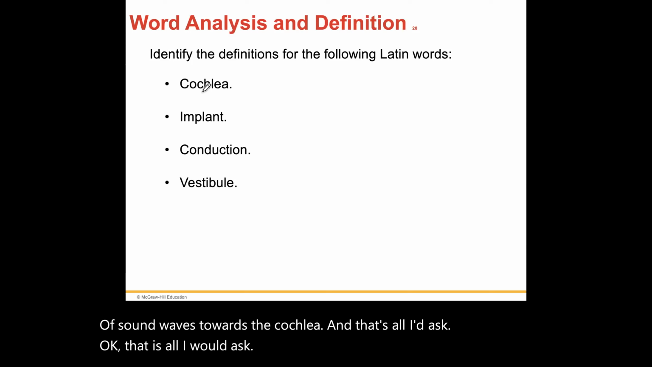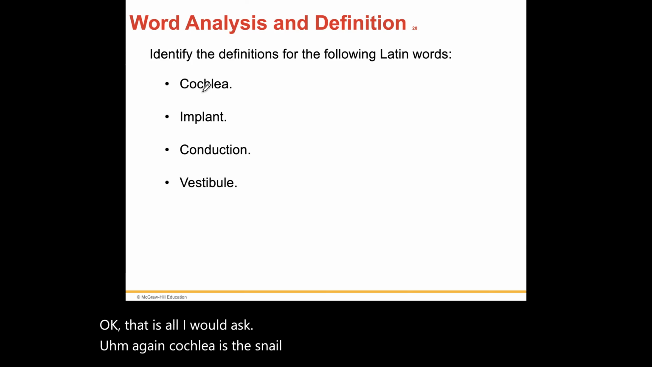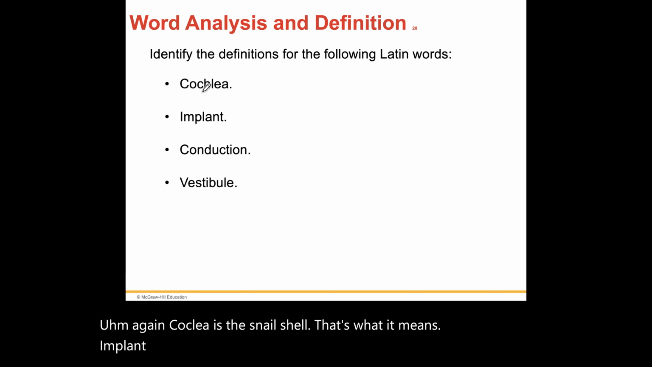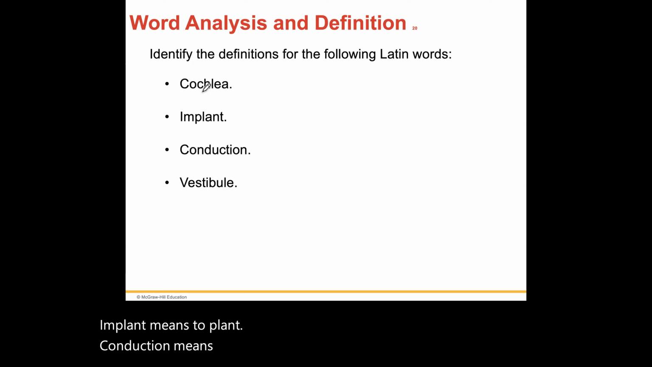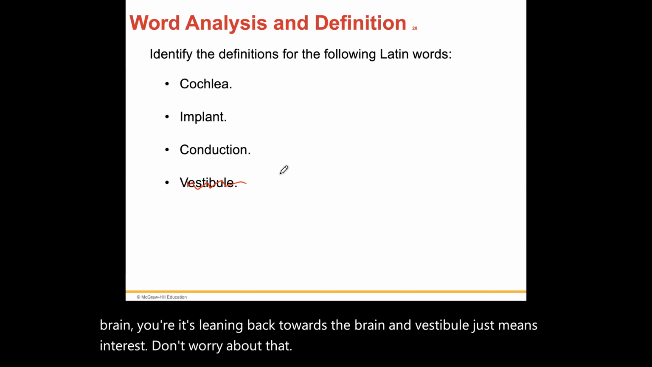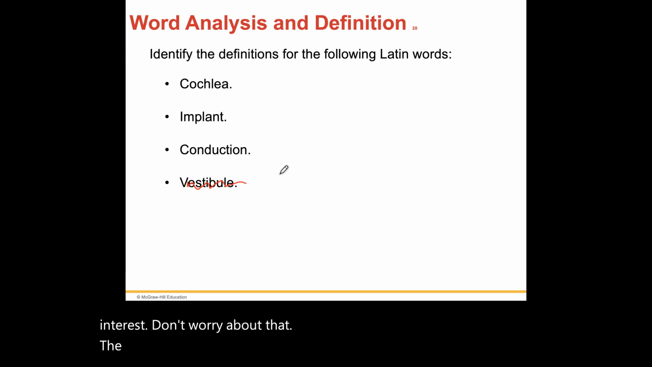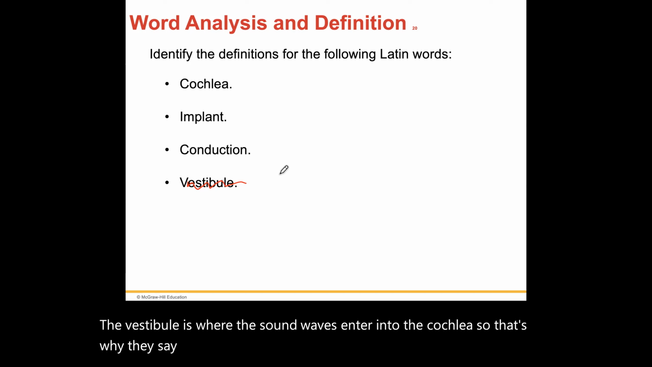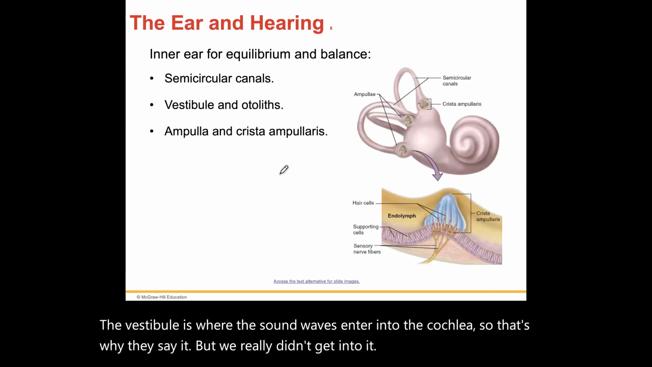Again, cochlea is the snail shell. That's what it means. Implant means to plant. Conduction means to lead. When you conduct electricity back towards the brain, it's leading back towards the brain. And vestibule just means entrance. Don't worry about that. The vestibule is where the sound waves enter into the cochlea. So that's why they say it, but we really didn't get into it.